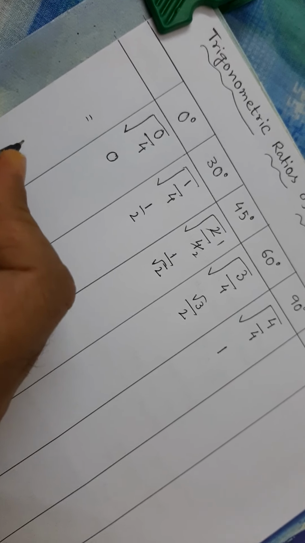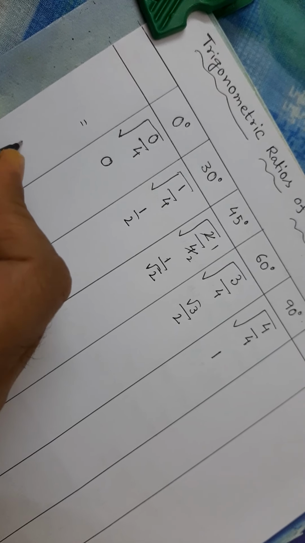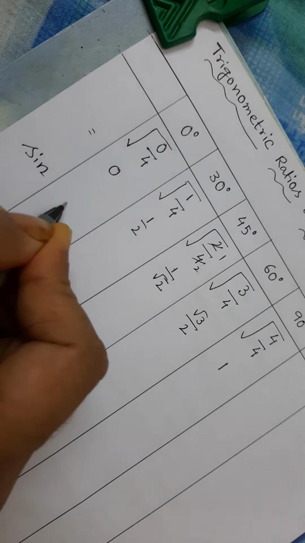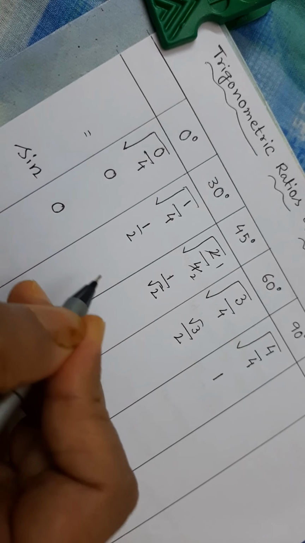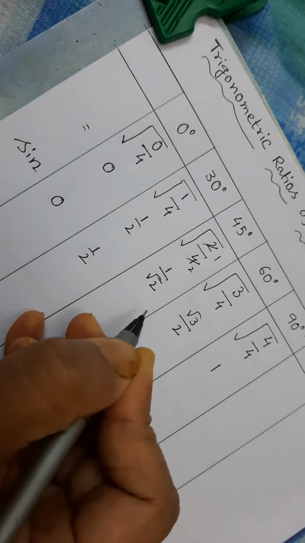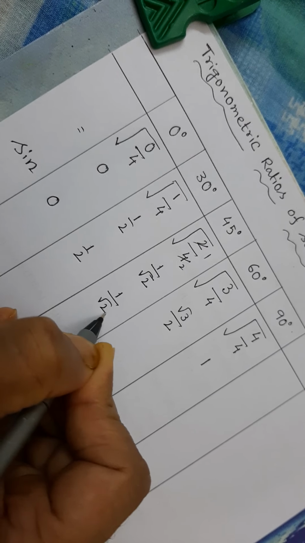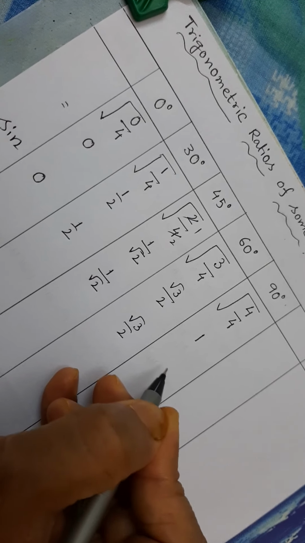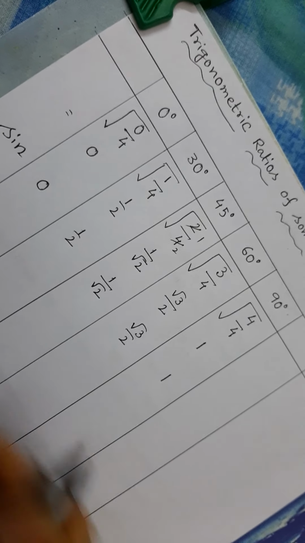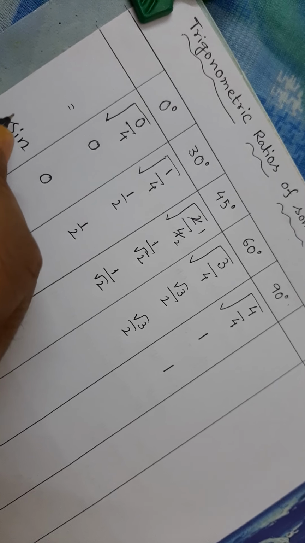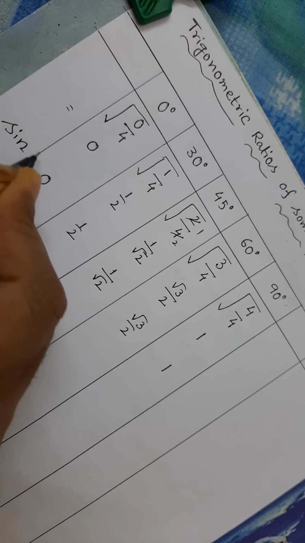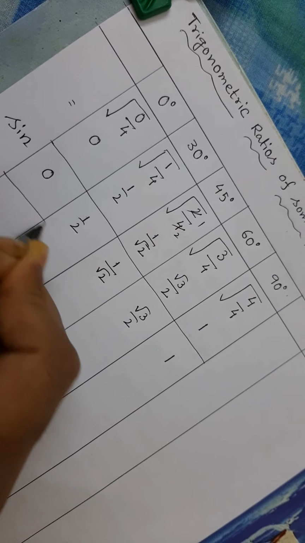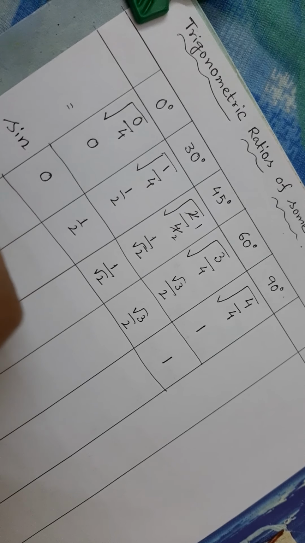Now, these are the values of sine. So sine 0 degree equal to 0, sine 30 degree equal to 1 by 2, sine 45 1 by root 2, sine 60 root 3 by 2 and sine 90 is 1. So these are the values of sine.